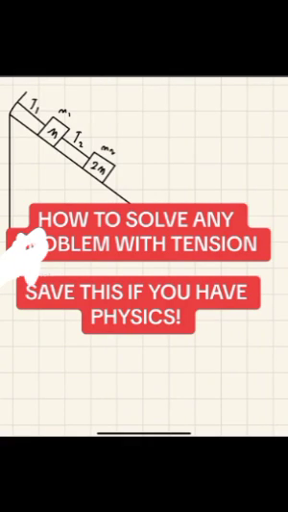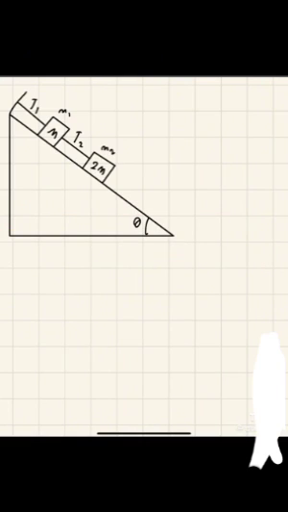How to easily solve any forces problems involving tension. So here we have two different masses on a ramp angled at an angle of theta, held by two different strings with different tensions. The first thing we're always going to do is set up a coordinate axis. We're going to set up right and down as positive, and left as negative.